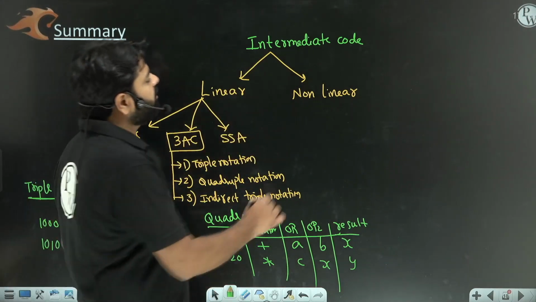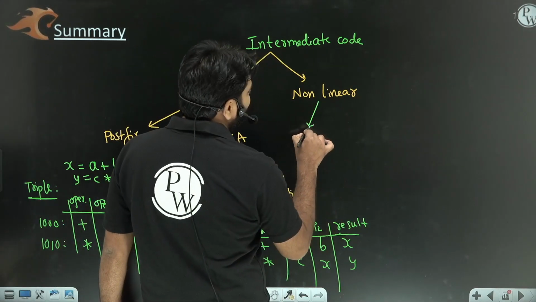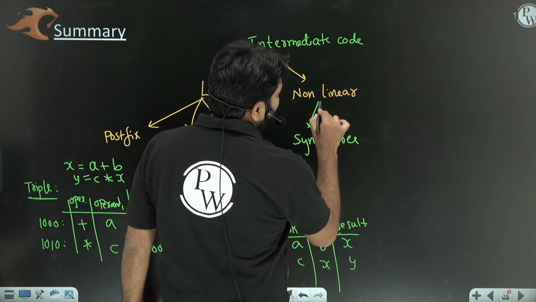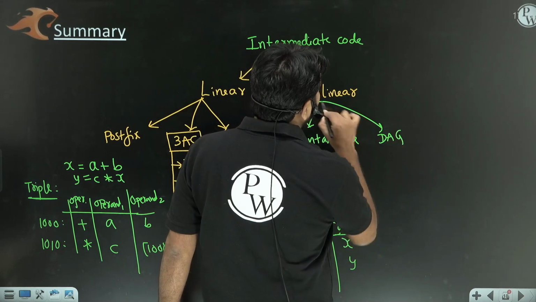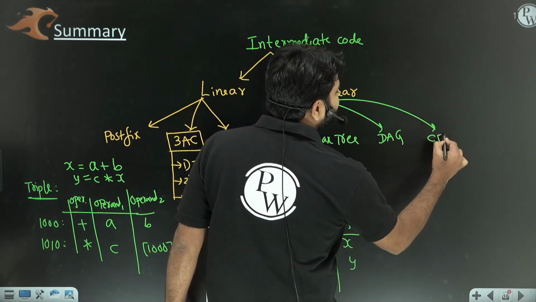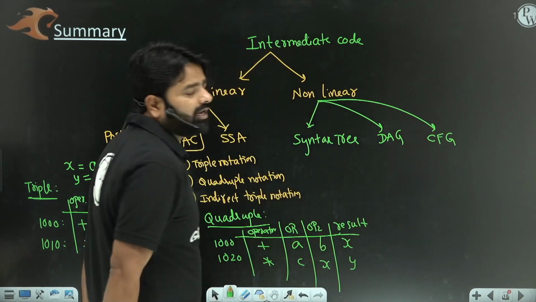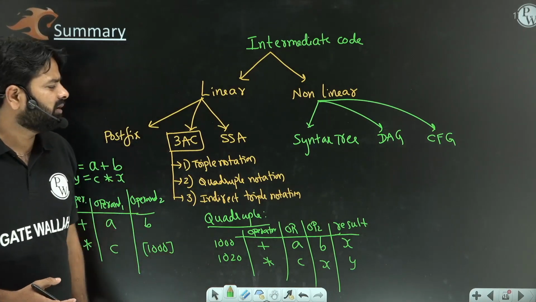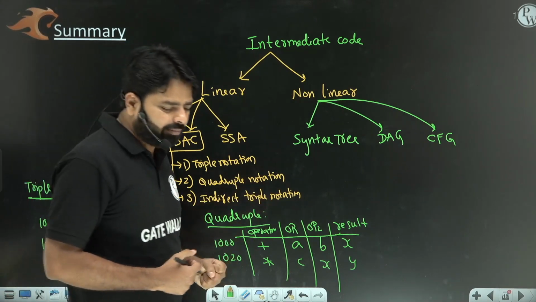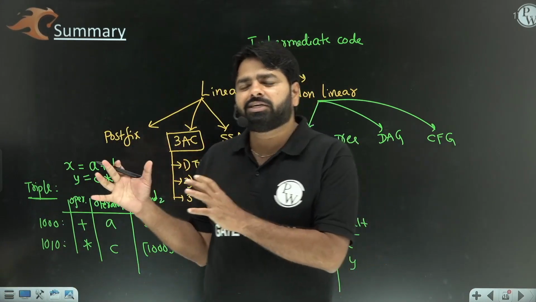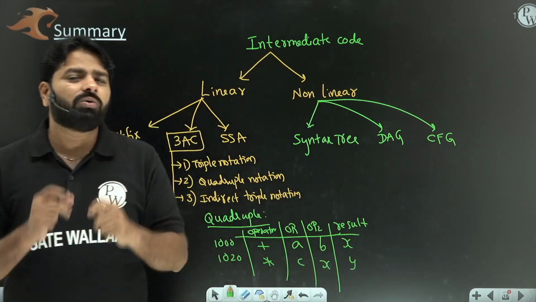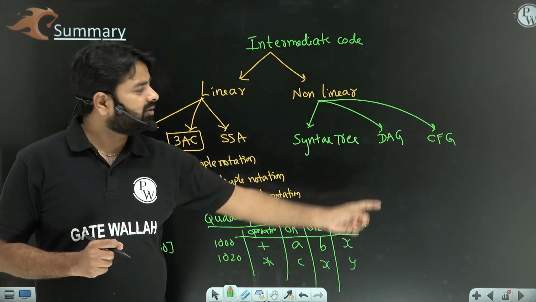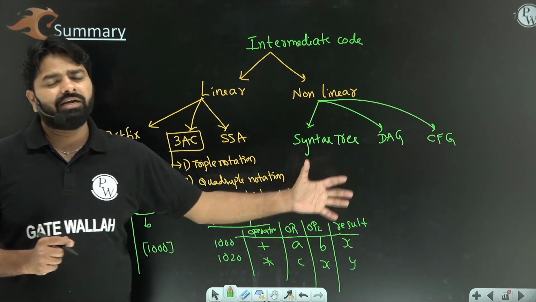In a non-linear you have what you have: syntax tree, DAG, and there is another one we'll be discussing in CFG, control flow graph. We'll be discussing in code optimization. Okay, this is all about intermediate code and very easy topic. Practice that, finding the number of variables, minimum number of variables in 3 address code and SSA code. Also finding number of nodes and edges in DAG. Okay, remaining topic like control flow graph we'll be seeing in coming lecture.